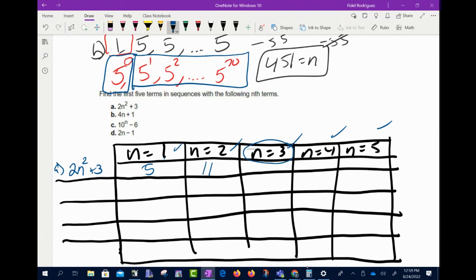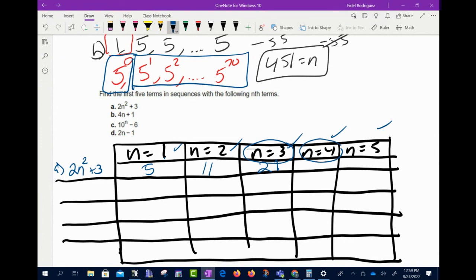3 squared. What's 3 times 3? 9. What's 9 times 2? 18. What's 18 plus 3? 21. Okay. Remember, what I'm doing here, y'all, is just taking my number and plugging it in.